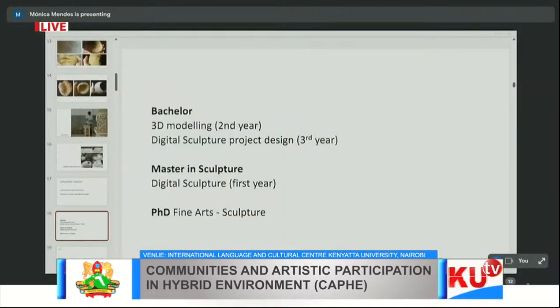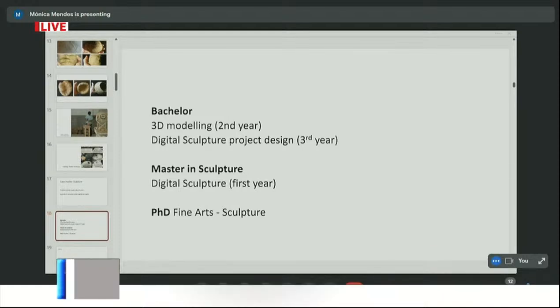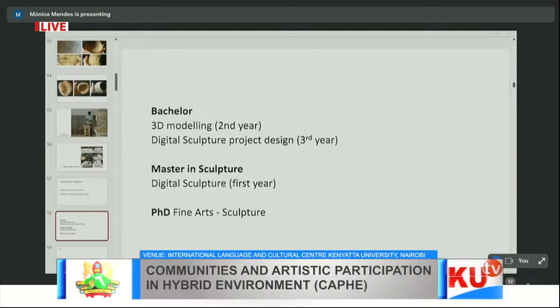So, as you can see, in the bachelor, we have two units. One is called 3D modeling, the other is digital sculpture project design. So the digital tools are used to develop a methodology and a design project of sculpture. Then in the master in sculpture, we have the digital sculpture unit, where our students develop some works in the realm, of course, of the virtual and hybrid environments.